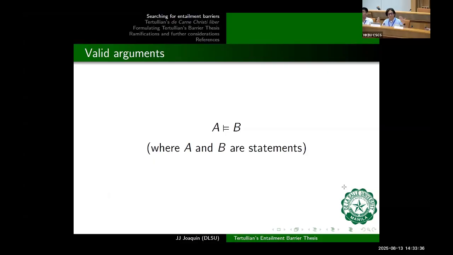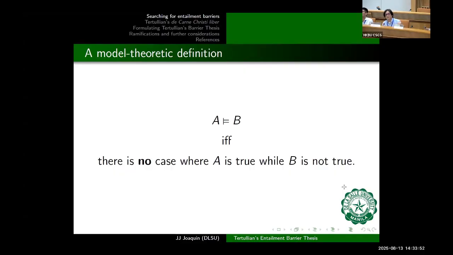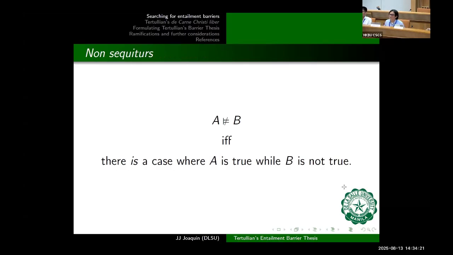Okay, so let's search for entailment barriers. Now, we're all familiar with what valid arguments are. It looks like that. Here's a conclusion B, and here's a premise A, and we're saying that it's a valid argument if and only if B follows from A. Another way of cashing it out is in terms of a model theoretic definition, wherein we're trying to figure out the connection between the conclusion and premises in terms of models or truths and possible worlds or truths and cases. So validity here is defined as A generates B, or B follows from A, if and only if there's no case where A is true while B is not true.